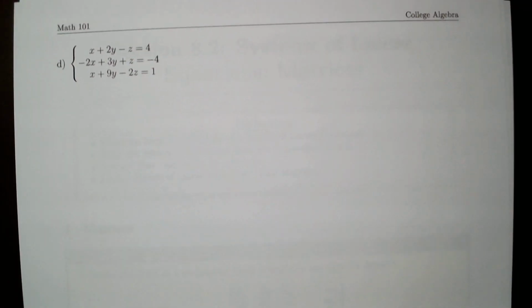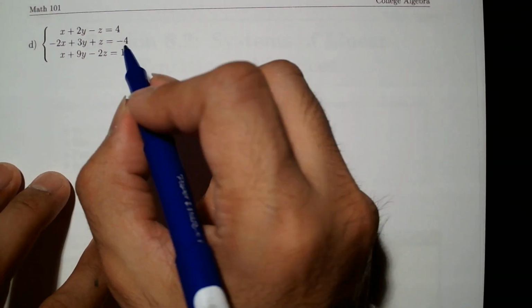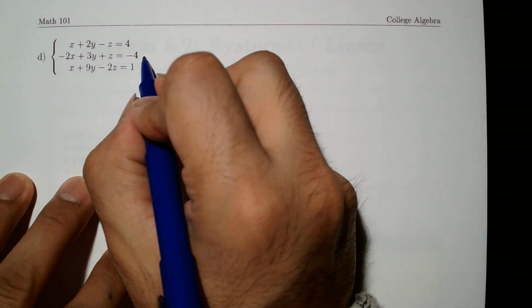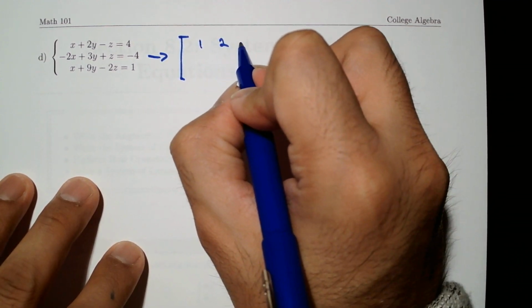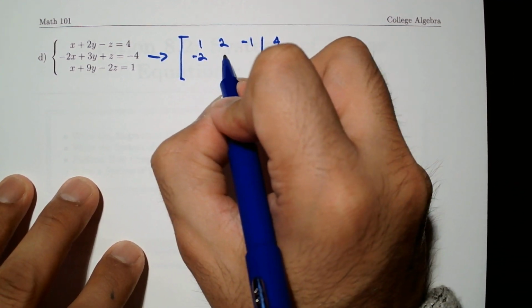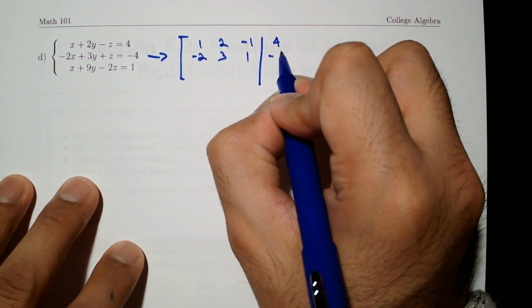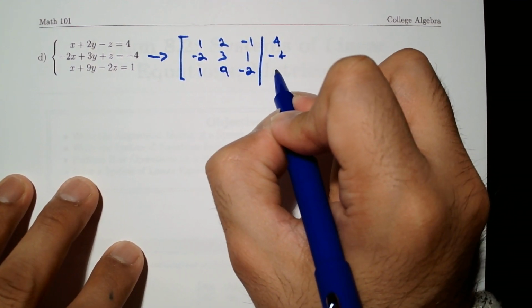Okay, so let's do the last couple of examples. So we have a different matrix here. So a different system of equations. Let's encode this system into a matrix. 1, 2, -1, 4. -2, 3, 1, -4. 1, 9, -2, and 1.